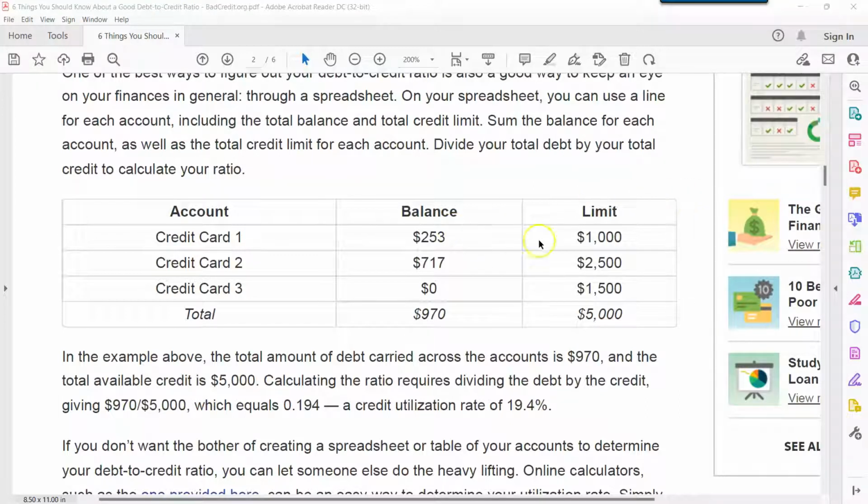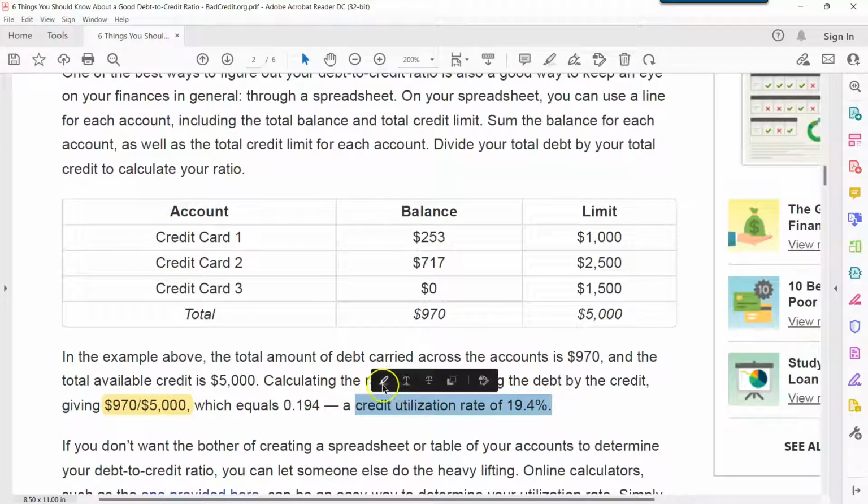So you'll have 3 different credit cards. One has a limit of $1,000, card 2 $2,500, card 3 $1,500. That totals $5,000. So if these are your balances on your 3 cards, and you take that $970, as they're doing here, I'm going to divide that $970 by the total credit lines, which gives you 0.194 as a credit utilization rate, which is basically 19%.